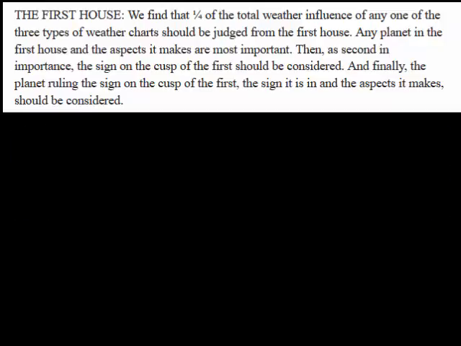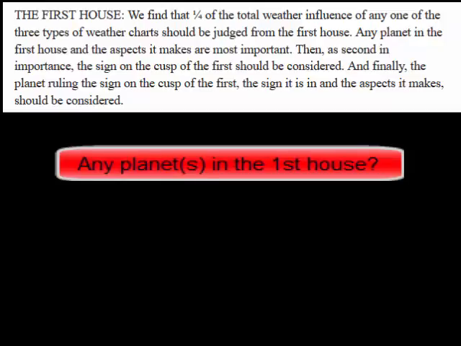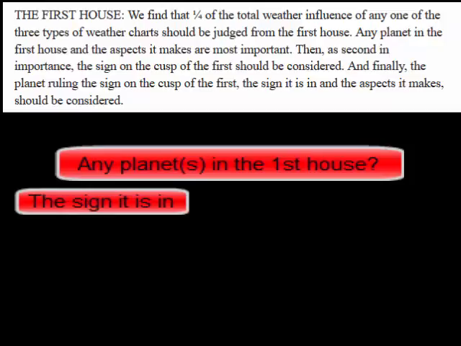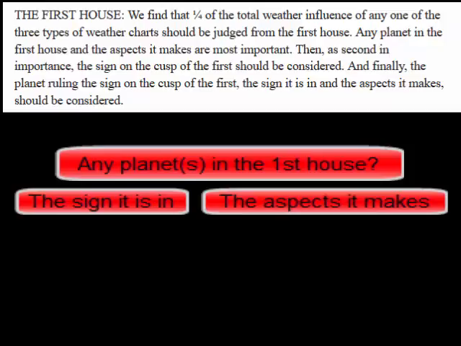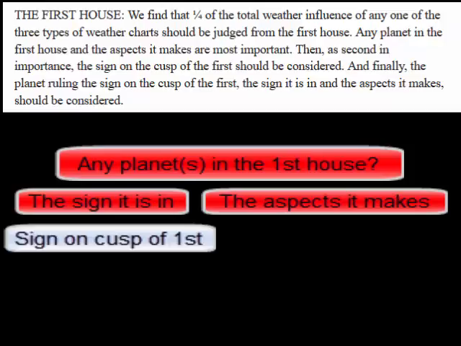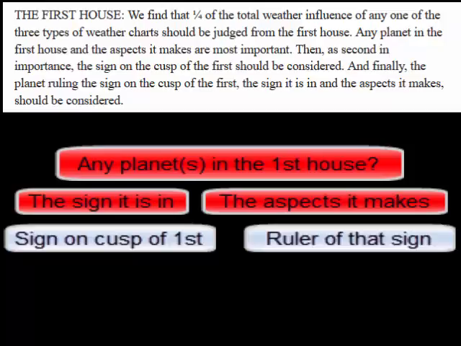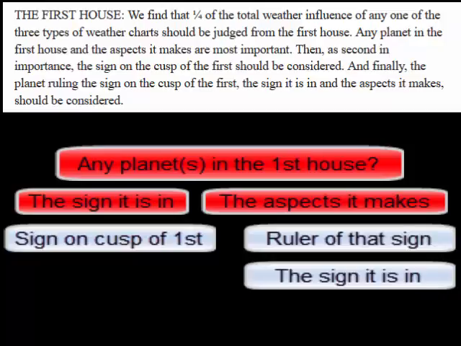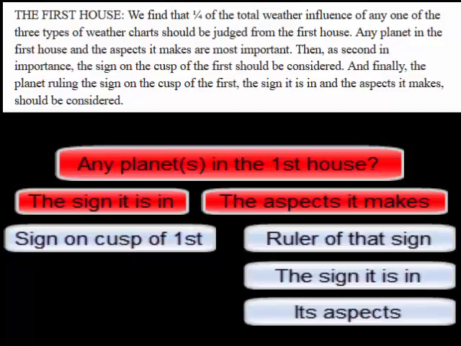We ask ourselves, are there any planets in the first house? If so, what sign is that planet in, and what aspects does it make? Then, what is the sign on the cusp of the first house? What is the ruler of that sign? In what sign is that ruler located? And what aspects does that ruler make?